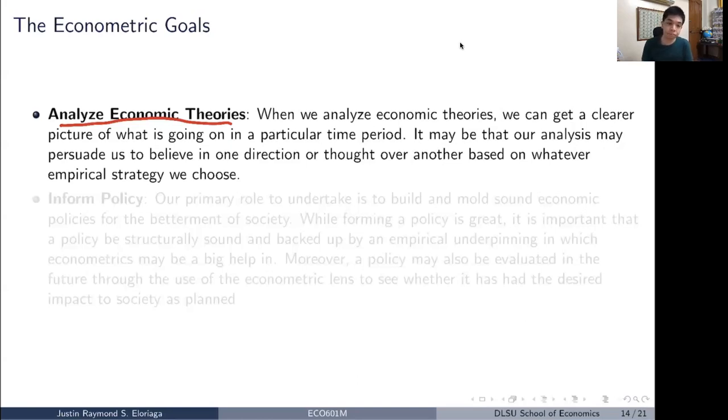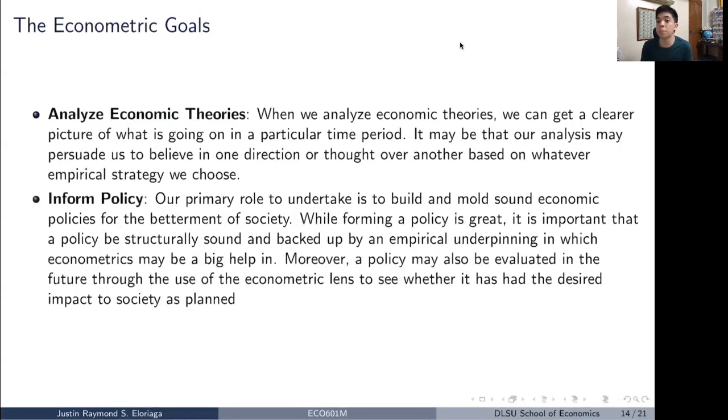So that's one thing. Another key econometric goal is to inform policy. Economists nowadays are your main policymakers, and we want to know what policies work such that the future of society can be better off. That's our goal. And as I said, one of the primary goals of being an economist is to undertake and to build and mold sound economic policies for the betterment of society. Now, while forming a singular policy is great, it is important that when we build policies, they be structurally sound and backed up by ample empirical findings.